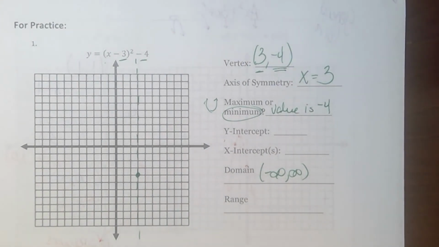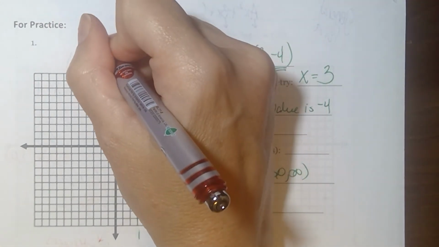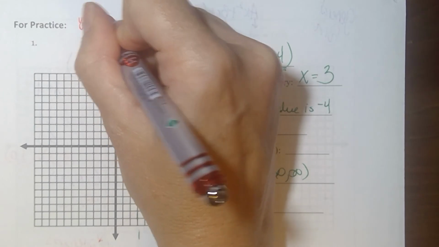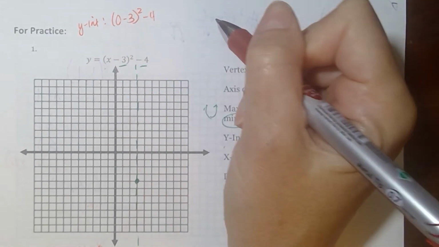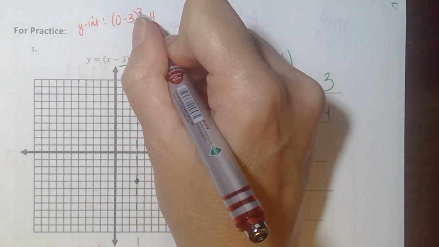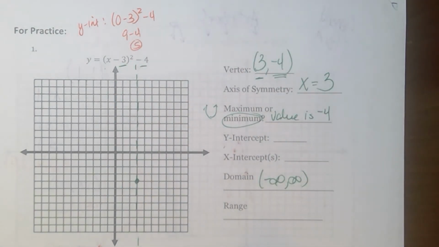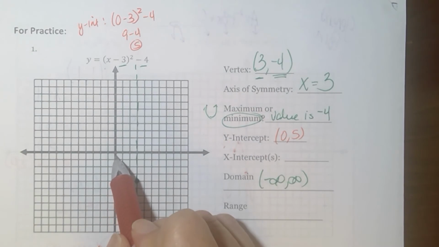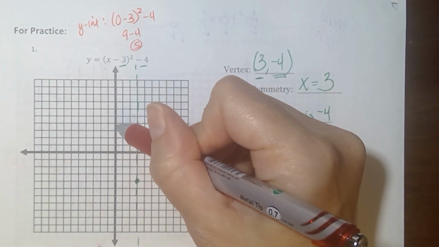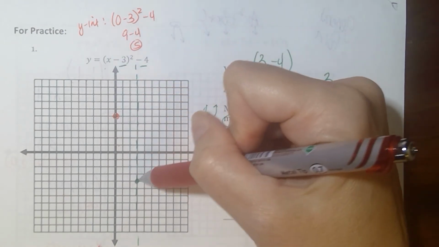Now we're going to get to work. Okay, y-intercept happens where x is 0. So my y-intercept happens where x is 0. So 0 minus 3, quantity squared, minus 4. That -3 squared is 9, and 9 minus 4 is 5. So my y-intercept is at 0, 5. So 0, 1, 2, 3, 4, 5. That works. So I have my function facing upward.